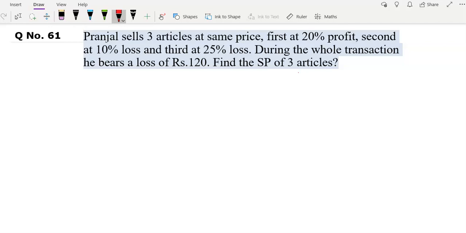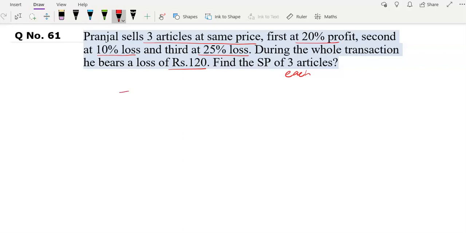Question number 61. Pranjal sells 3 articles at the same price. First at 20% profit, second at 10% loss, and third at 25% loss. During the whole transaction, he bears a loss of rupees 120. Find the SP of 3 articles. Let's find the SP of each article.